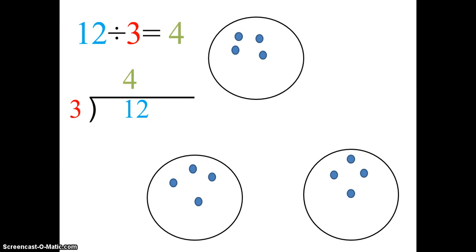If you said 4, you are correct. And if you didn't say 4, well, remember, you have to look at one circle and see how many dots are on the inside to figure out what the answer is. So great job. You're getting this division thing pretty well.